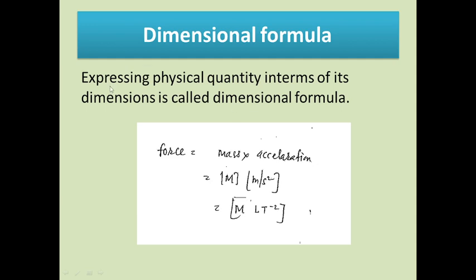So what is a dimensional formula? Expressing the physical quantity in terms of its dimensions is called the dimensional formula. Whatever physical quantities are there, we are going to express them in dimensions. As I wrote for velocity, if we take force, it is mass into acceleration. Acceleration is velocity by time. So the dimensional formula will be M to the power 1, L to the power 1, T to the power minus 2.